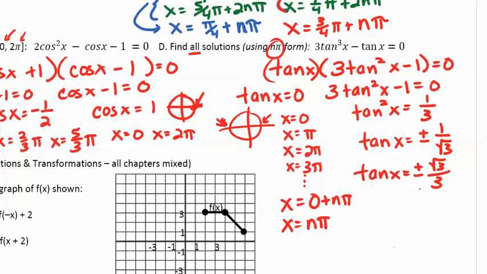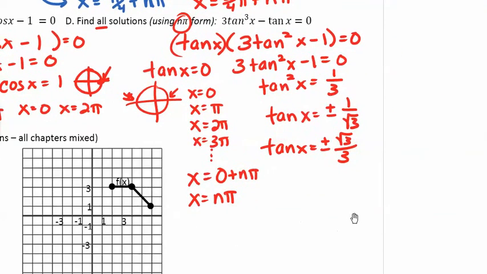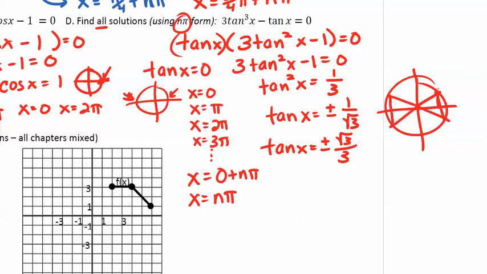We still have this part to go here. Where is the tangent equal to 1 over the square root of 3? That's when we have short leg over long leg. So we've got 4 more places here. We want the vertical leg to be the short leg and the horizontal to be the long leg. So here we're going to get another butterfly shape. So we're going to get 4 more angles.